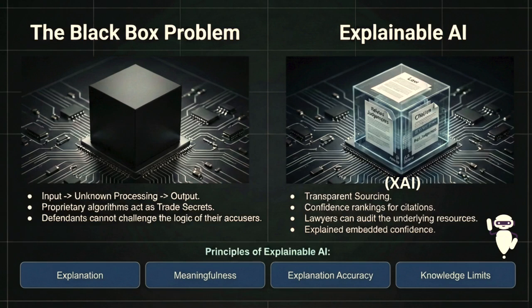And the last principle is knowledge limit. AI must know its own limit. If it's not confident enough, or it does not have enough data, it should say, I don't know, or ask for more information instead of guessing or coming up with random information. And these principles are the foundation of trust. Without this, AI is just a black box and it's not accountable.